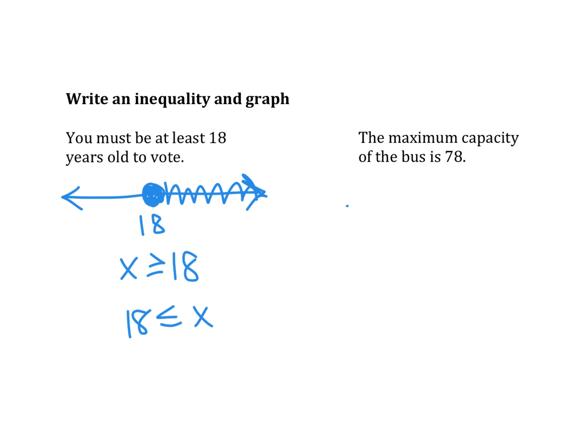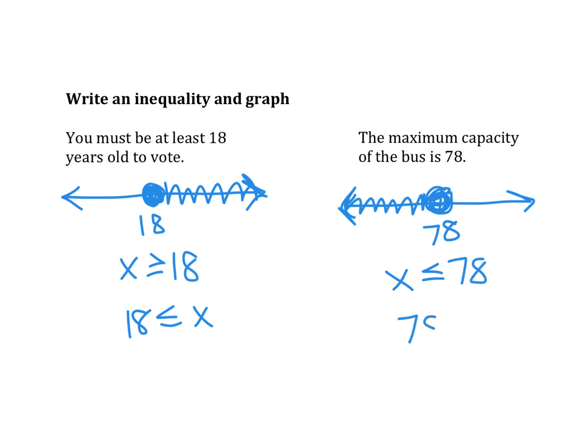The maximum capacity of the bus is 78. So I'll put my 78 on the graph. I'm going to circle it. The maximum capacity means you could have exactly 78 people. So I'll include the 78, or you would have to have fewer. So I'll shade to the left. And this time I'm going to say x has to be less than or equal to 78. Somebody else might say 78 is greater than or equal to x, and they're both fine, as long as the inequality symbol is pointing at the x.